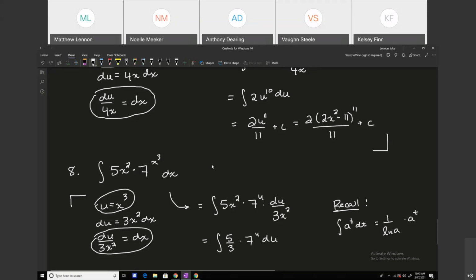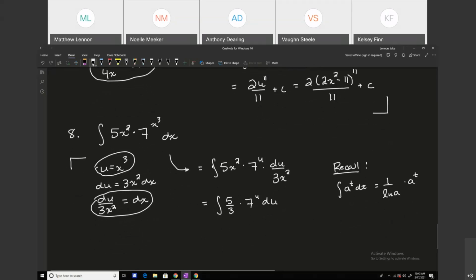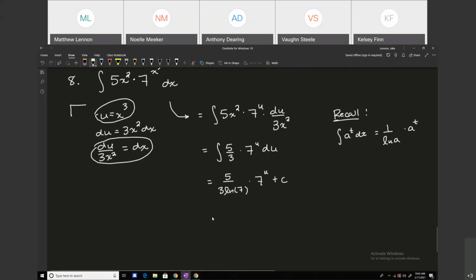So what's going to happen is we're just going to get that 5/3, and then we're also going to have to divide by the natural log of 7. So we get 5 divided by 3 natural log of 7 times 7 to the u plus a constant. And in this case, if we want to switch back to x's, we would have 7 to the x cubed power plus c, and that would be it. So those are two substitutions.